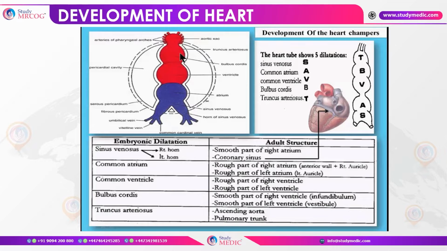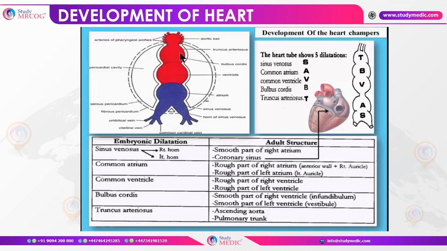The embryonic dilatation of the sinus venosus gives rise to the smooth part of the right atrium and the coronary sinus. The embryonic dilatation of the common atrium gives rise to the rough part of the right atrium and the rough part of the left atrium. The common ventricle gives rise to the rough part of right ventricle and the left ventricle.